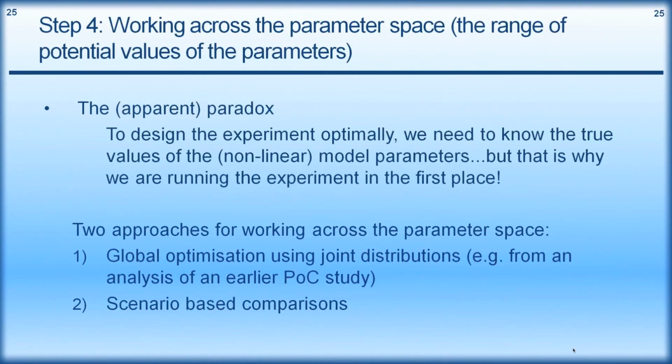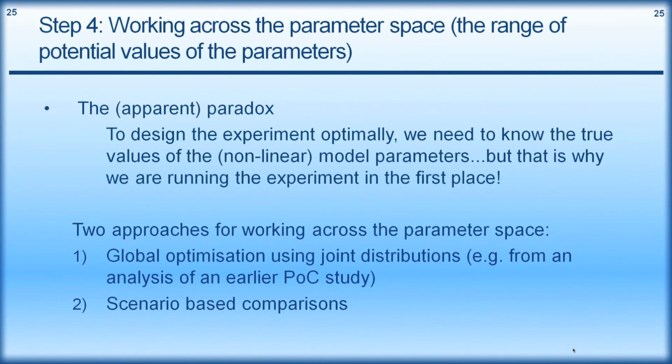So when we're trying to work across the parameter space, and what do I mean by parameter space? It's just the different values that the parameters can take. Our starting point is this paradox. To design the experiment optimally, we need to know the true values of the nonlinear model parameters. So in a nonlinear model, the optimal design depends on the parameters. But the reason we're running the study is because we're trying to estimate those parameters. So we're trying to estimate the Emax, we're trying to estimate the ED50 because we don't know them. Well, if we knew them, we would know the optimal design.